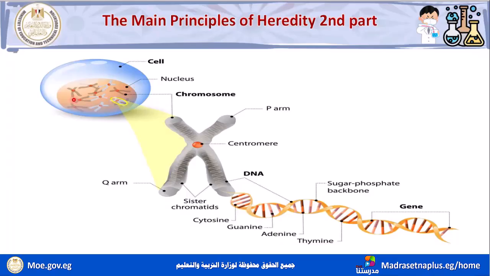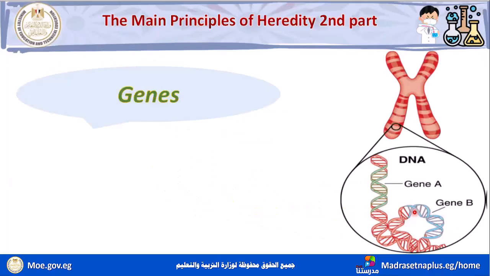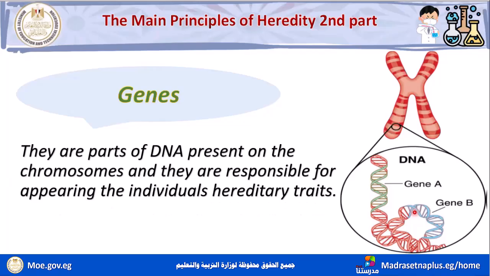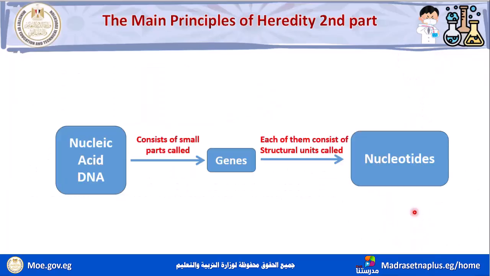The cell nucleus contains chromosomes. Okay, chromosomes have DNA. The DNA nucleic acid consists of small parts called genes. Definition of genes: they are parts of DNA present on the chromosomes, and they are responsible for the appearance of the individual's hereditary traits. Nucleic acid, DNA, consists of small parts called genes. Each of them consists of structural units called nucleotides.